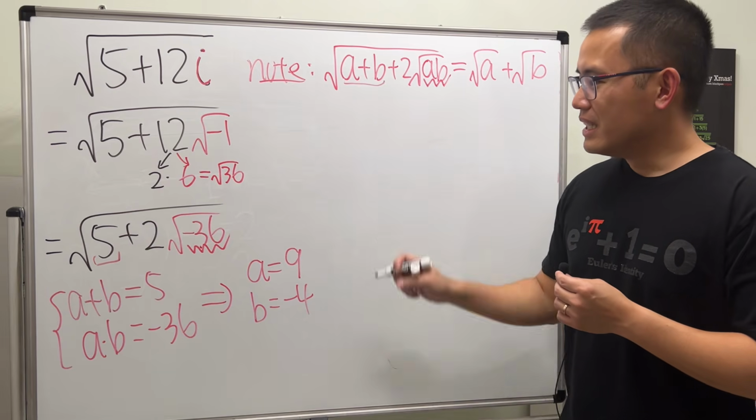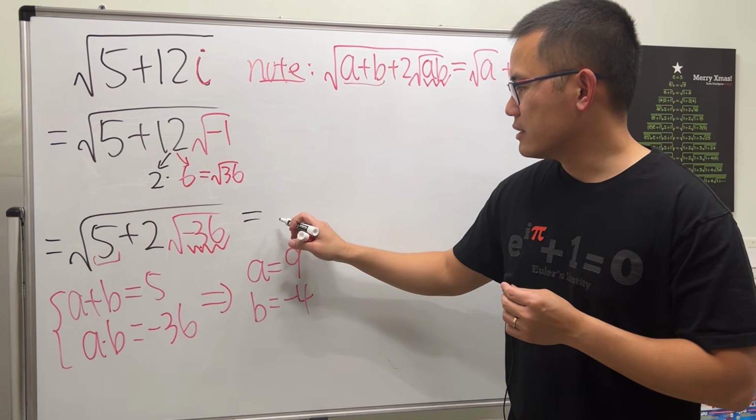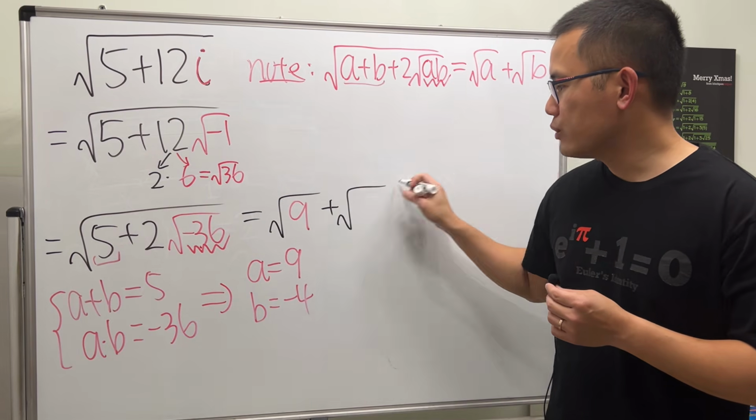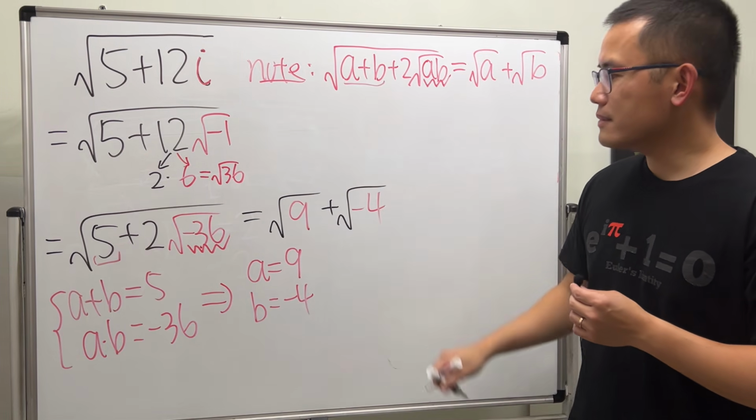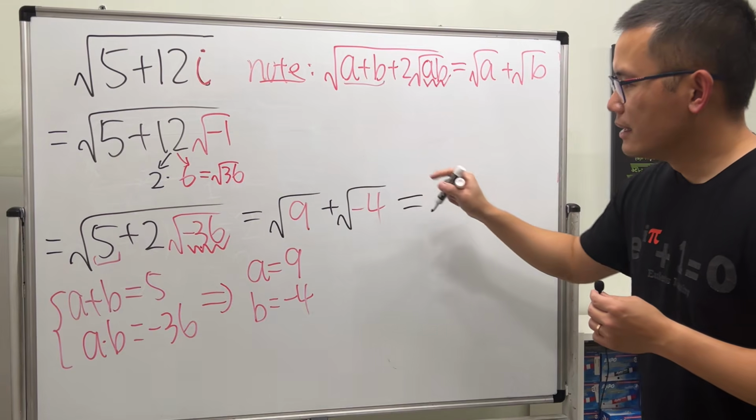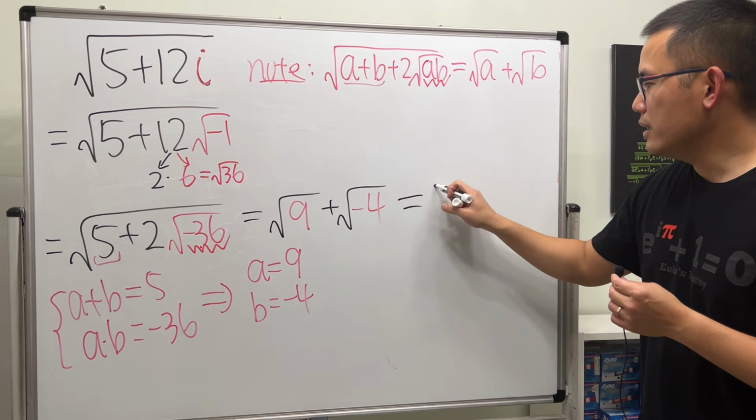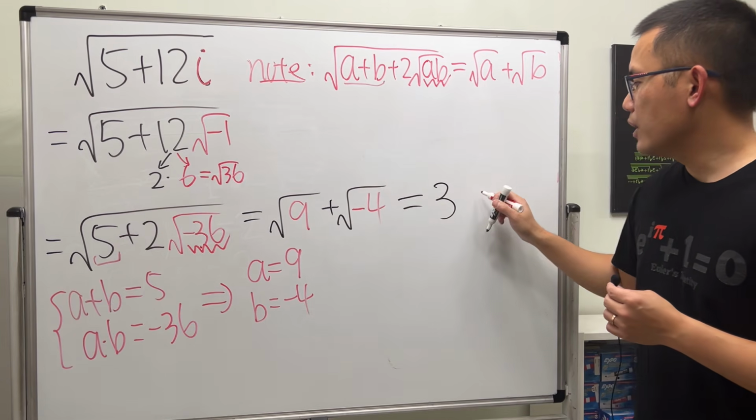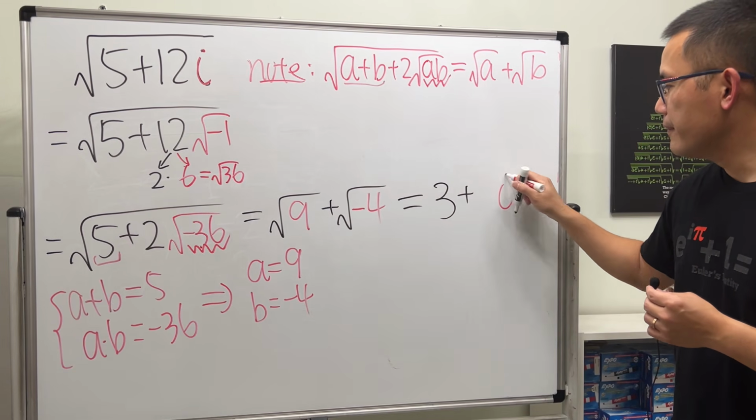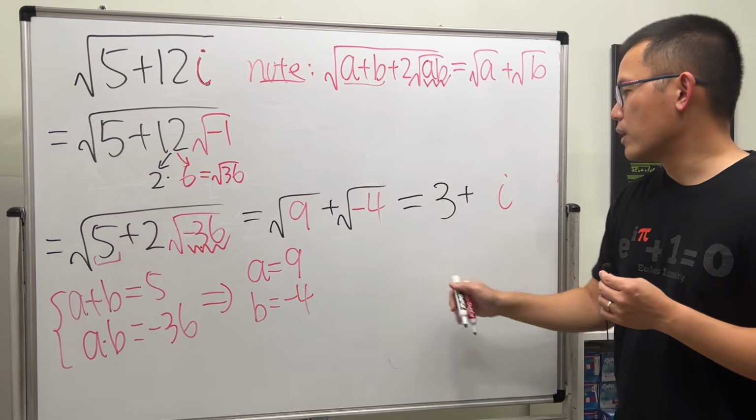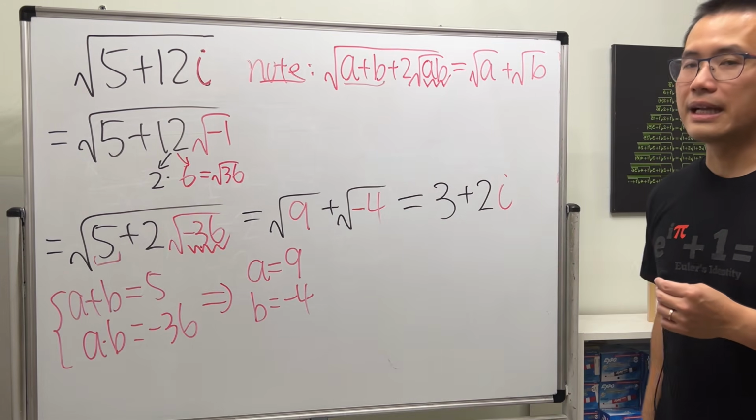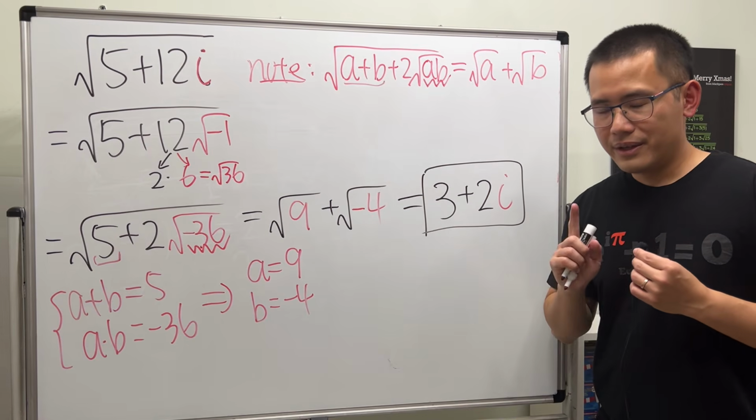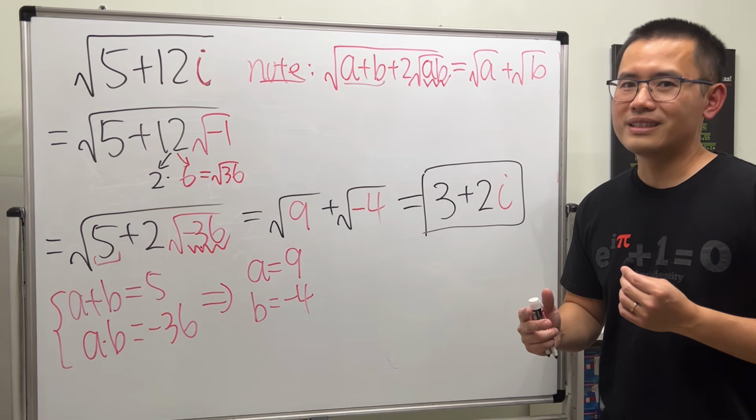All right? So now this right here is the same as square root of 9 plus square root of -4. And then this right here is just a nice number 3. Square root of -4. The negative tells us we have an i, and then do square root of 4, we will just end up with a 2, like this. And this is it.